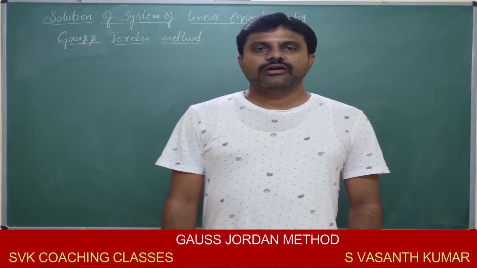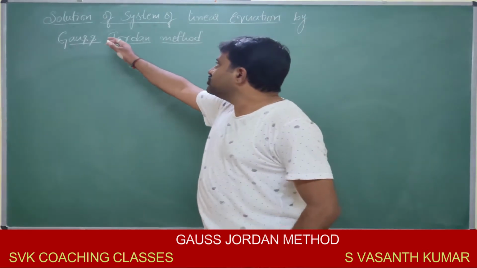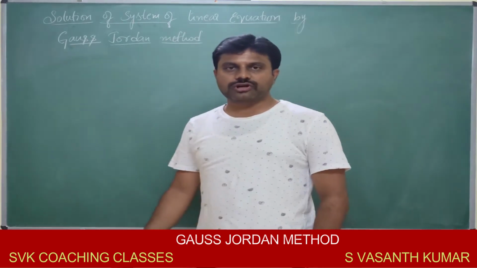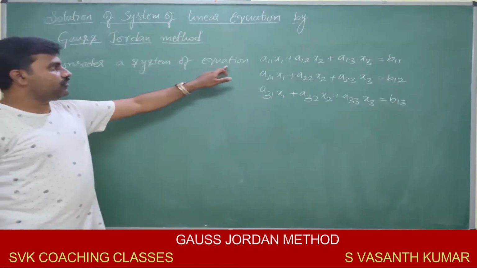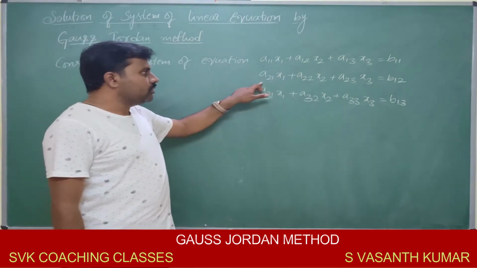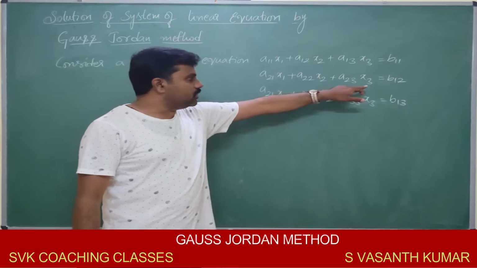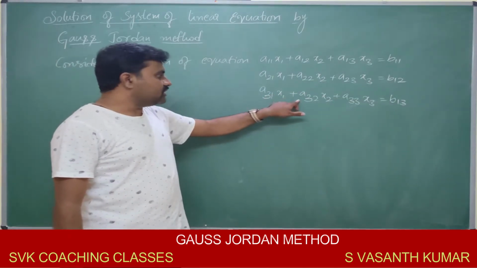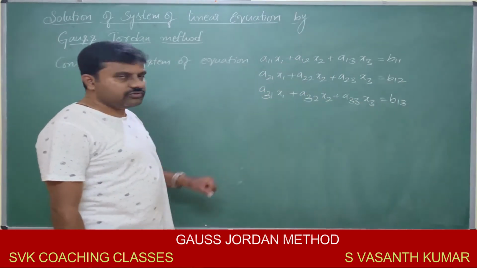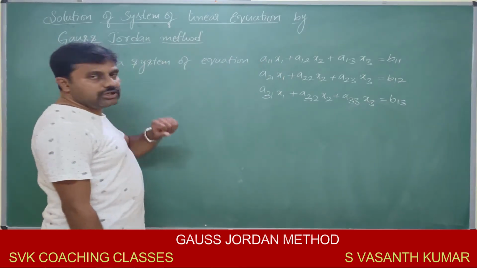In this session, I am continuing the last topic, finding the solution of a system of linear equations by the Gauss-Jordan method. Consider a system of equations a11 x1 plus a12 x2 plus a13 x3 equal to b11, a21 x1 plus a22 x2 plus a23 x3 equal to b12, a31 x1 plus a32 x2 plus a33 x3 equal to b13. This system has three unknowns. We require to find those unknowns by using the Gauss-Jordan method.